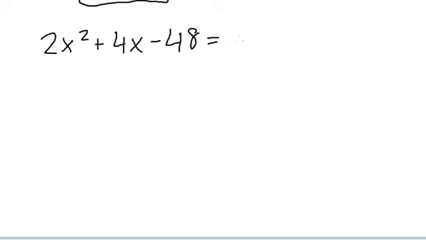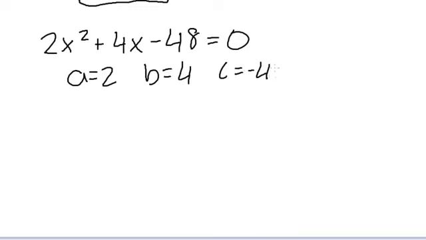So if we had, let's say, 2x squared plus 4x minus 48 is equivalent to 0. So if we're supposed to solve for x in this, we could plug it into the quadratic formula. So again, the quadratic formula. So here, a is 2, b is 4, and c is negative 48.